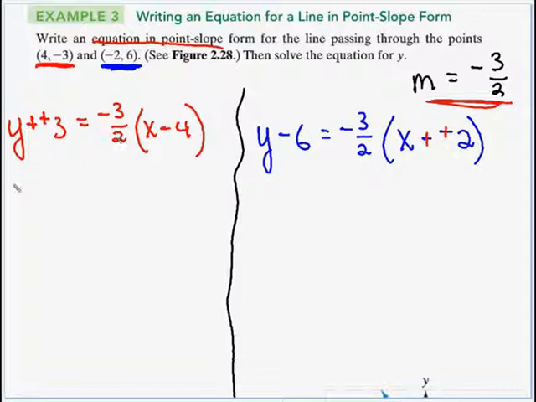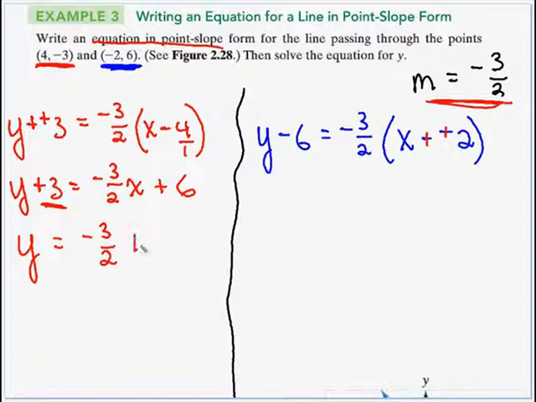So the first thing on the right here, I'm going to distribute the negative 3 halves. That'll be negative 3 halves x. And now we have negative 3 over 2 times negative 4 over 1. Well, the negatives will multiply to a positive. And then we have 12 over 2, which divides out to a 6. And last step, subtract 3 from each side. Now it is negative 3 halves x, oops, forgot my x, plus 3.